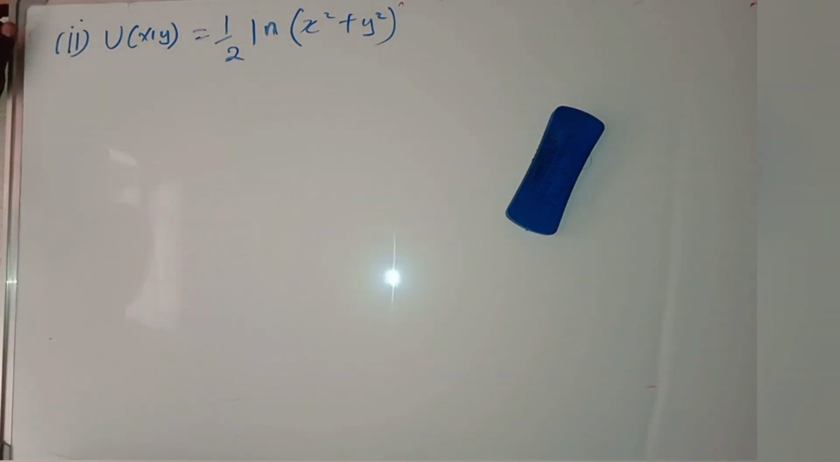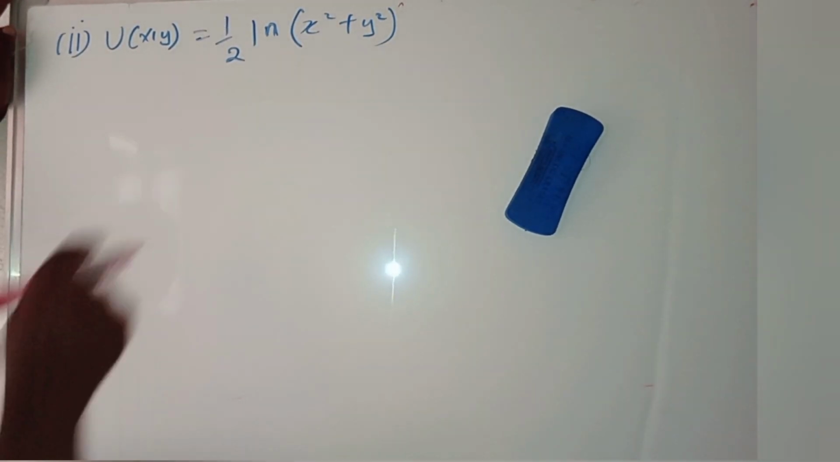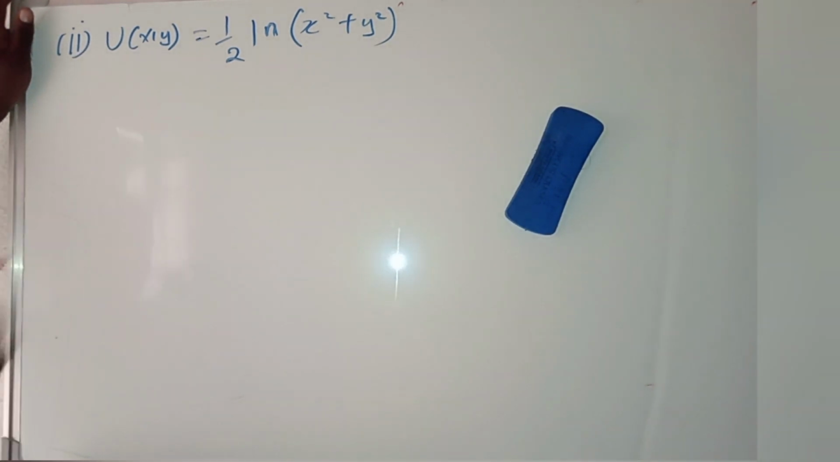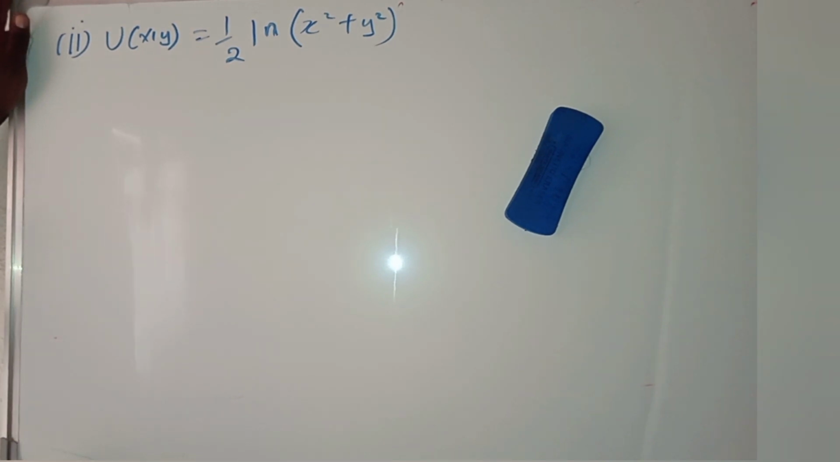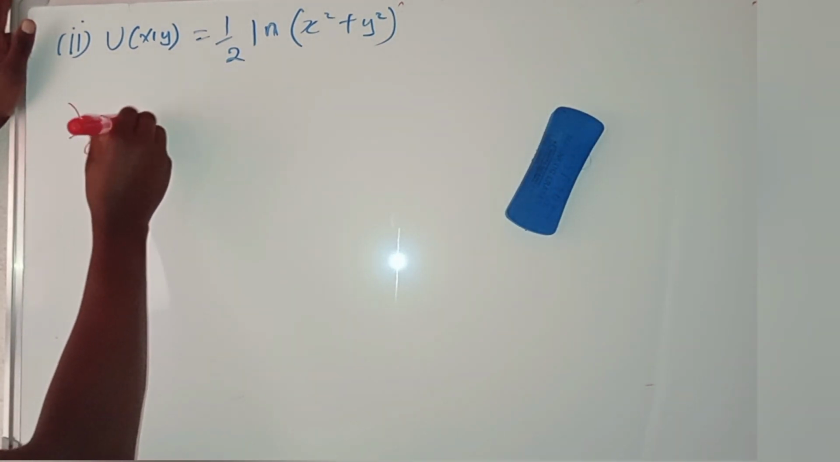So example 2: u as a function of x and y is equal to one over 2 natural log of x squared plus y squared. Determine whether or not this function is harmonic. And we have said that a function is harmonic if it satisfies the Laplace equation. So the partial derivative of u with respect to x is equal to half.